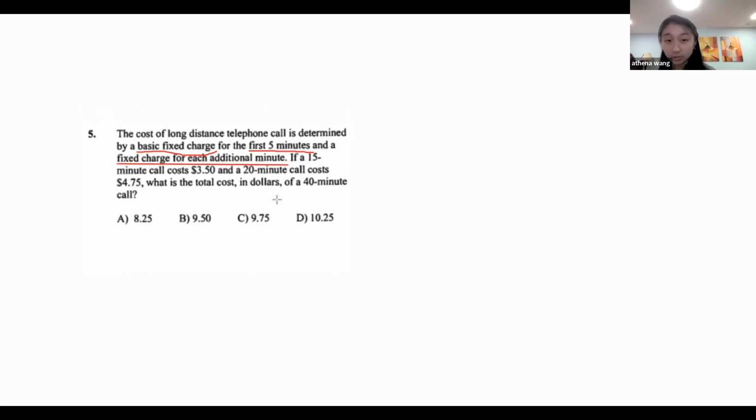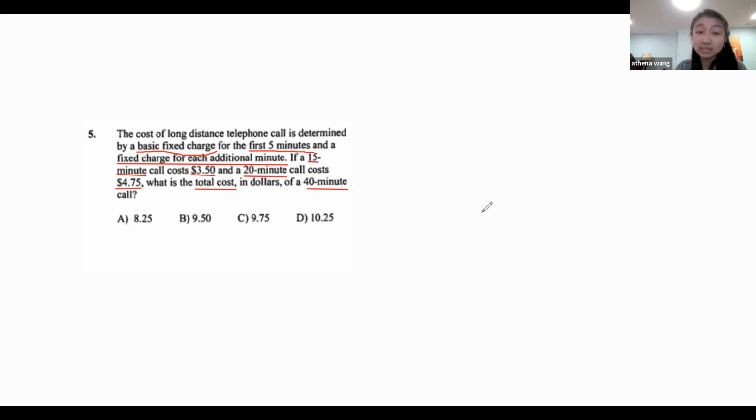Okay, and there is a fixed charge for each additional minute. So that's also important. So we have 15 minutes, and this costs $3.50. And we also have 20 minutes, and this costs $4.75. And we need the total cost of a 40-minute call. So I underlined the most important parts, and we just need to boil this down into some equations.